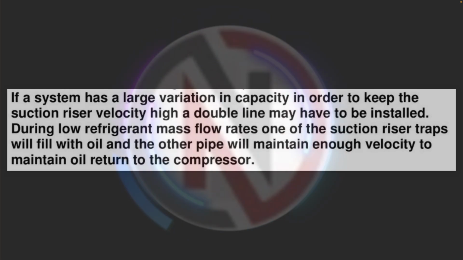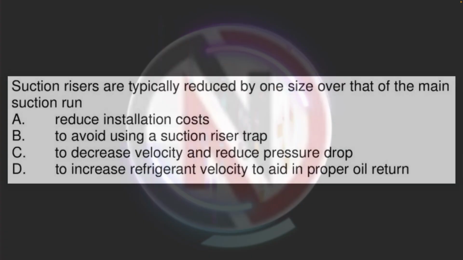If a system has a large variation in capacity, in order to keep the suction riser velocity high, a double line may have to be installed. During low refrigerant mass flow rates, one of the suction riser traps will fill with oil, and the other pipe will maintain enough velocity to maintain oil return to the compressor. Suction risers are typically reduced by one size over that of the main suction run.